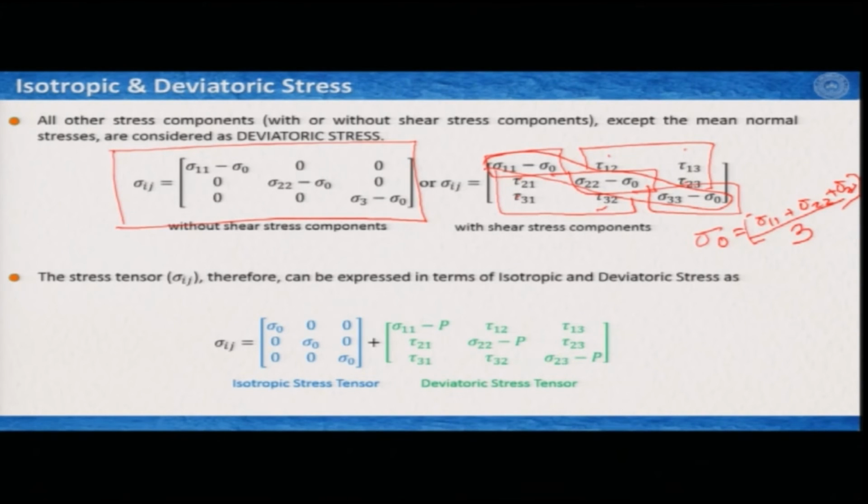So, in general, if I consider the overall stress matrix sigma ij, I can decompose it into two stress tensors. The first one keeps only the diagonal components, with all the diagonal values equal, which gives you the isotropic stress tensor, and the deviatoric stress tensor is whatever is remaining, and if you sum them you get your total stress tensor, right.